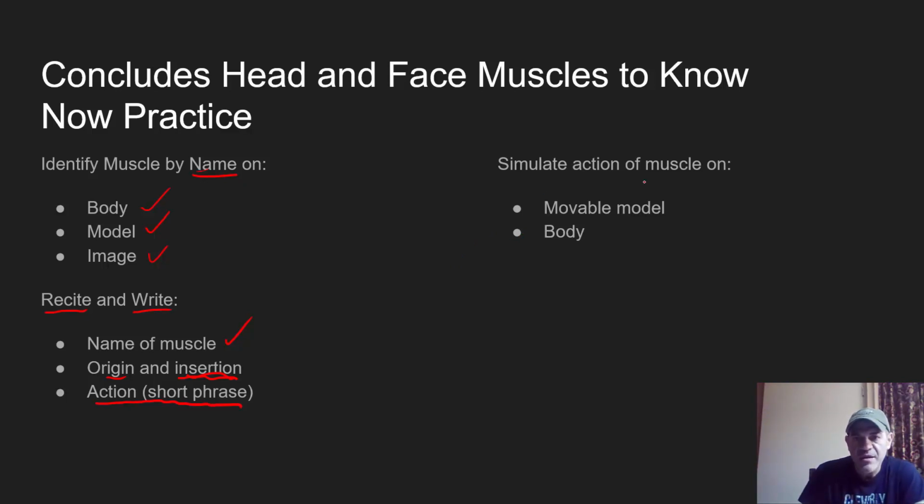Another way you might help learn the actions is, as you're going over the actions, you might try to do a little bit of kinesthetic learning and try to move your body using that muscle and checking the action of that muscle. And you may also have some movable models. We don't have very many models that can move, but if you do have a movable model, you can move those models in those ways. So simulate the action of the muscle is another way to do that. So that's it for this tutorial on concluding the head and face muscles.